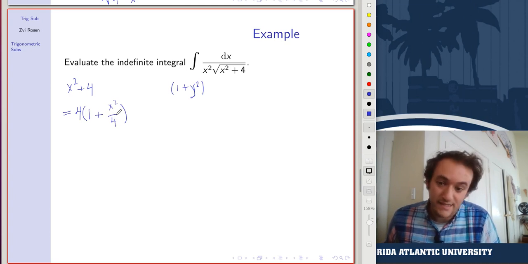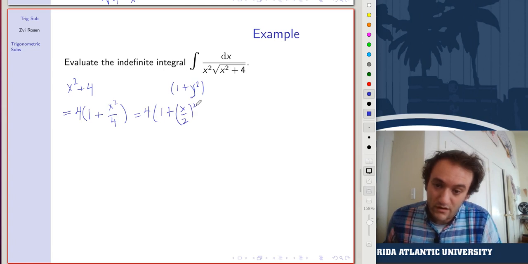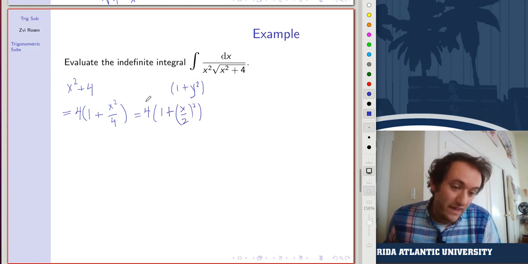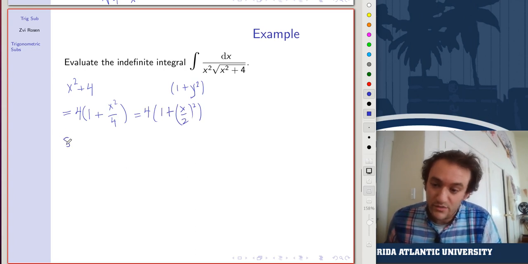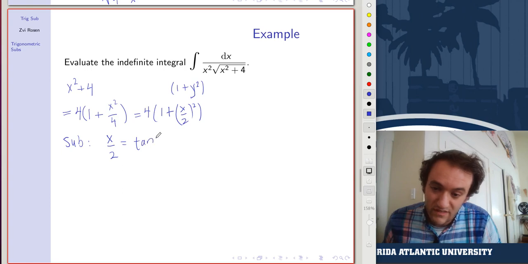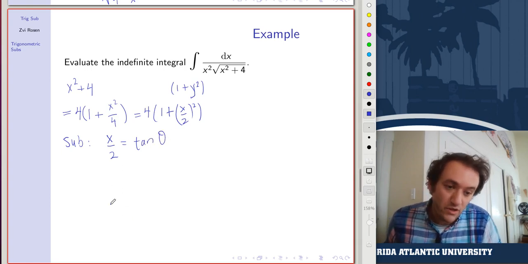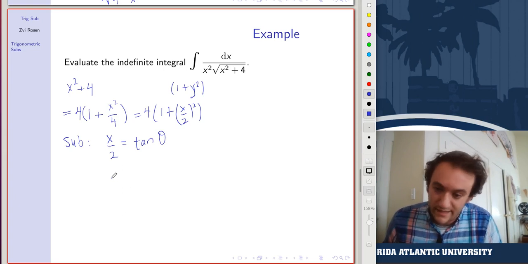And then we group the constants inside of the square, as we did earlier. So it's 4 times 1 plus x over 2 squared. And now we have the form that we're interested in, 1 plus something squared. So our trig substitution will be x over 2 equals tangent of theta. Okay, now let's go ahead and draw the right triangle. Oh, first let's get dx. So dx over 2 equals secant squared theta d theta.